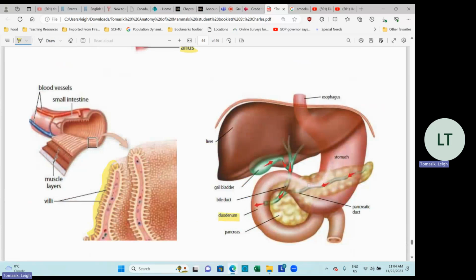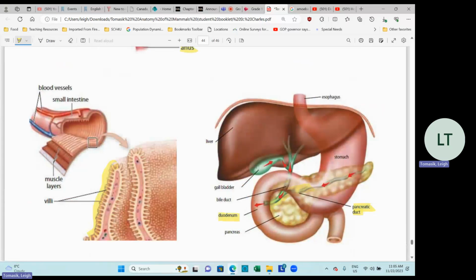And you can see the duodenum has a tube coming out of it, and that tube goes to the pancreas, right? So we have the pancreatic duct, which is a tube from the small intestine to the pancreas, and that's where all of your enzymes come from. So your pancreas makes your enzymes and delivers it to your small intestine.